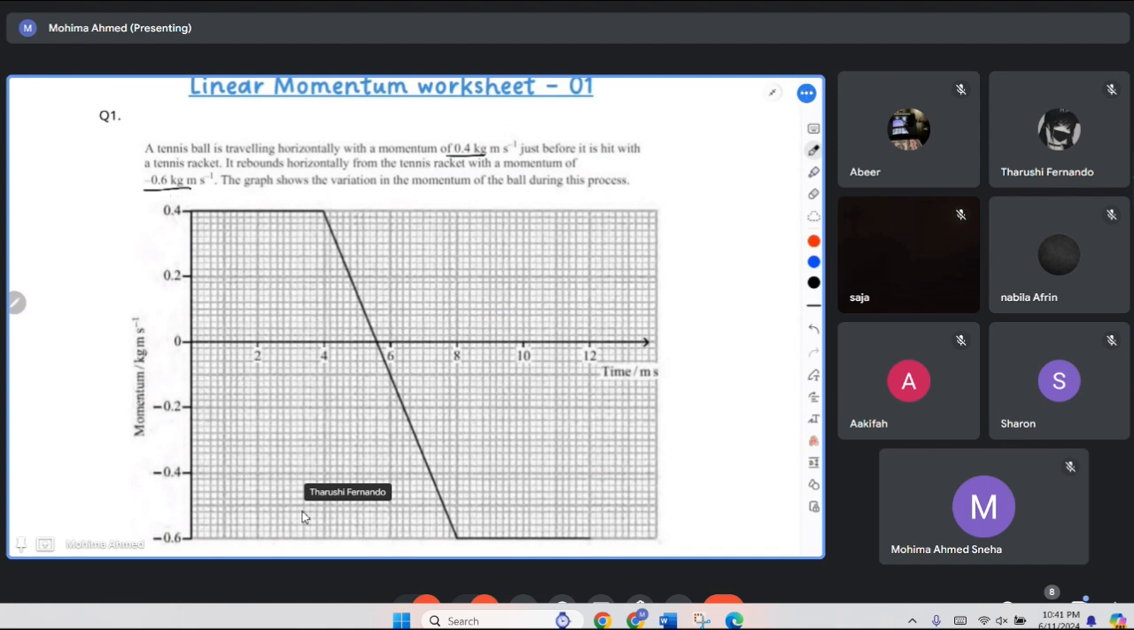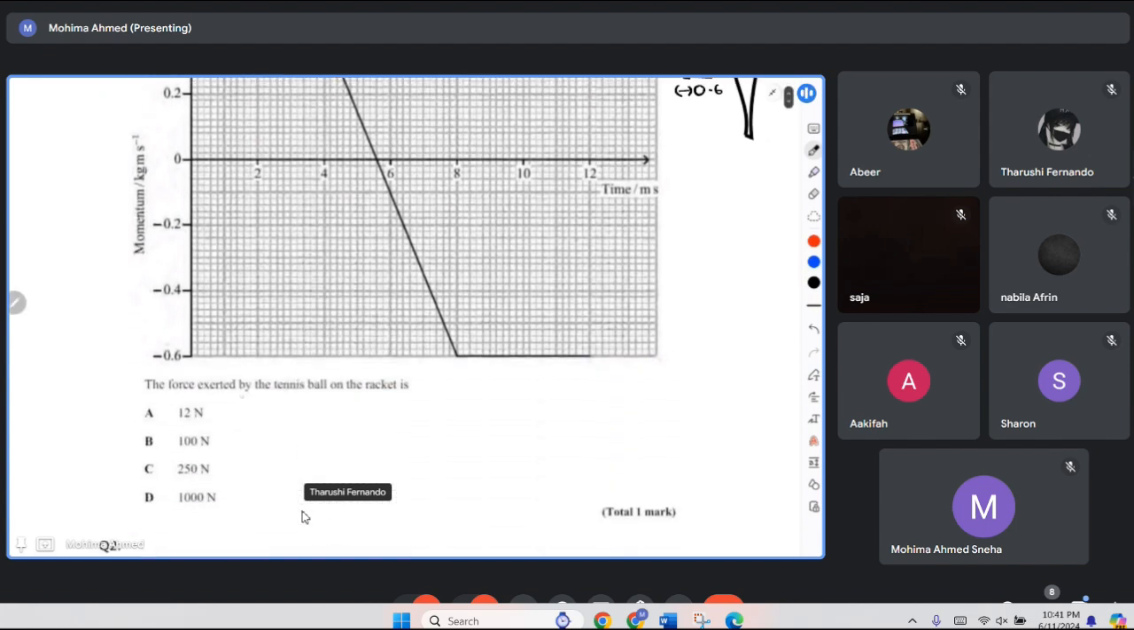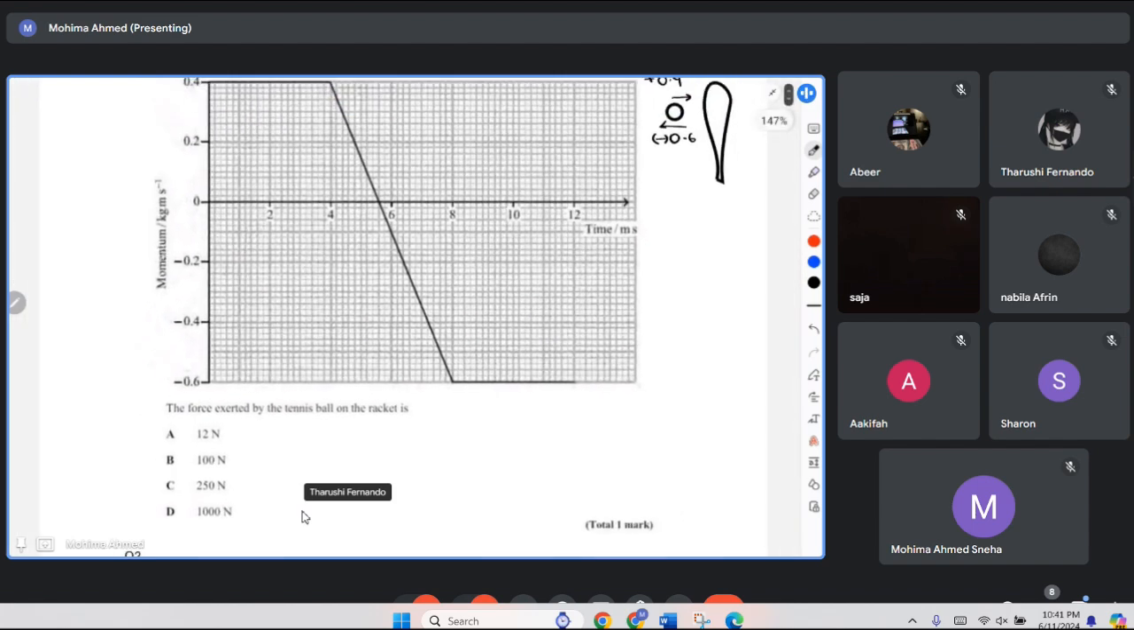That means obviously, if this is how a tennis racket is, and the tennis ball was traveling towards the tennis racket with a momentum of 0.4, and this is considered to be a positive direction, it rebounds with a momentum of 0.6 in a negative direction. All these changes and variations are represented on this momentum against time graph, and we need to find out the force exerted by the tennis ball on this racket.